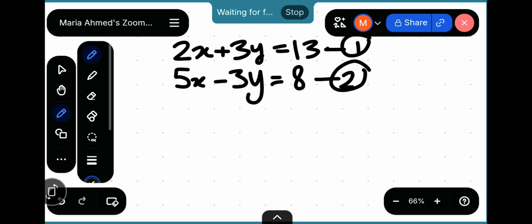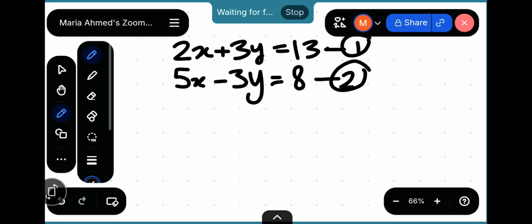Now the second thing that you need to decide is whether you're going to add the two equations in order to eliminate the variable, or you need to subtract the equations in order to eliminate the variable. Now, how to decide that? You need to check what is the operation attached with the variable that has to be eliminated.